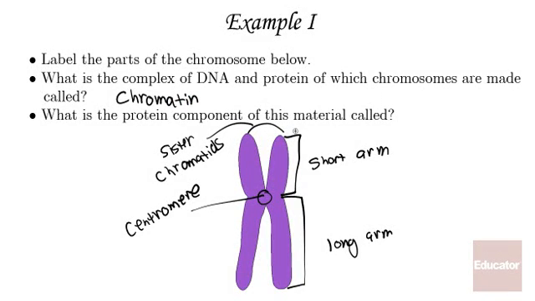What is the protein component of this material called? Remember, chromatin is made of DNA and protein. What is this protein? It is histone protein. So histone proteins plus DNA equals chromatin, and that is what a chromosome is composed of.